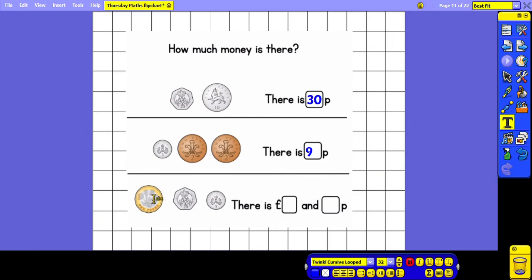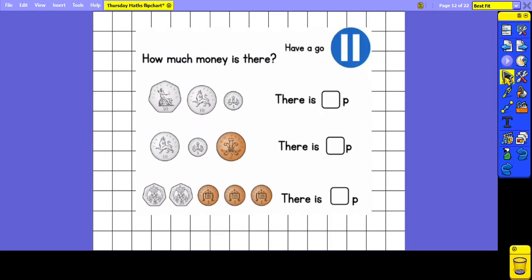And then here we've got £1, a 20 pence, and a 5 pence. And we need to say how many pounds there are and how many pence. Well, we know that we've only got £1. And then we have got 20 and 5, so we've got 25 pence. So £1 and 25 pence.